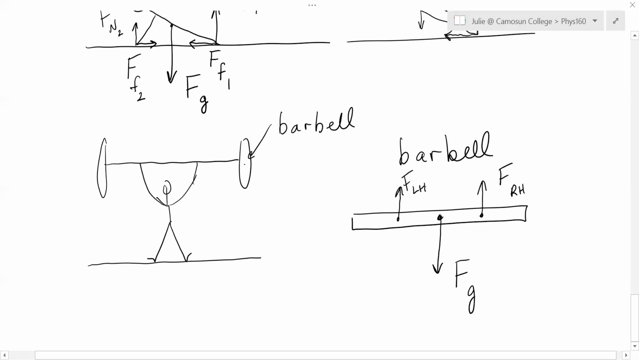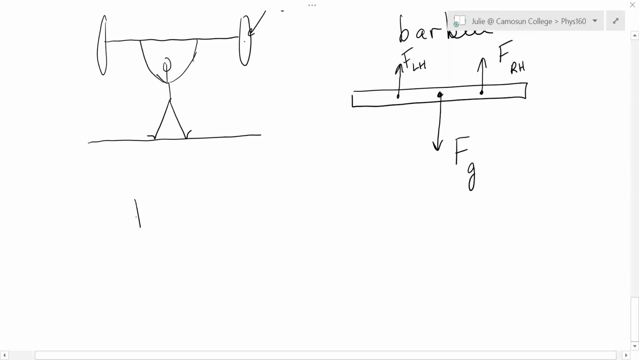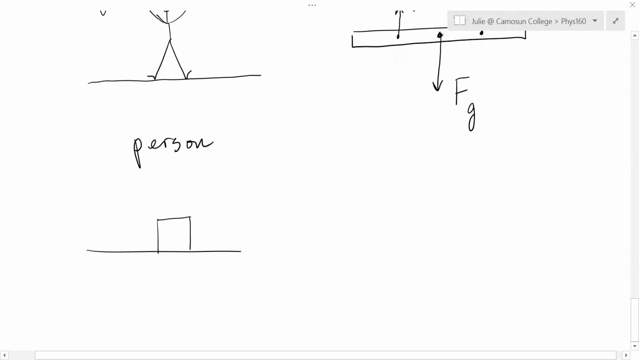So I guess we would actually be looking at the back of this person if that was the right hand and the left hand. Okay, so that would be the barbell. Now, if we were interested in the person, what's going on with this person? We could reduce this person to just a block. Okay, so there's the force of gravity of the person himself.